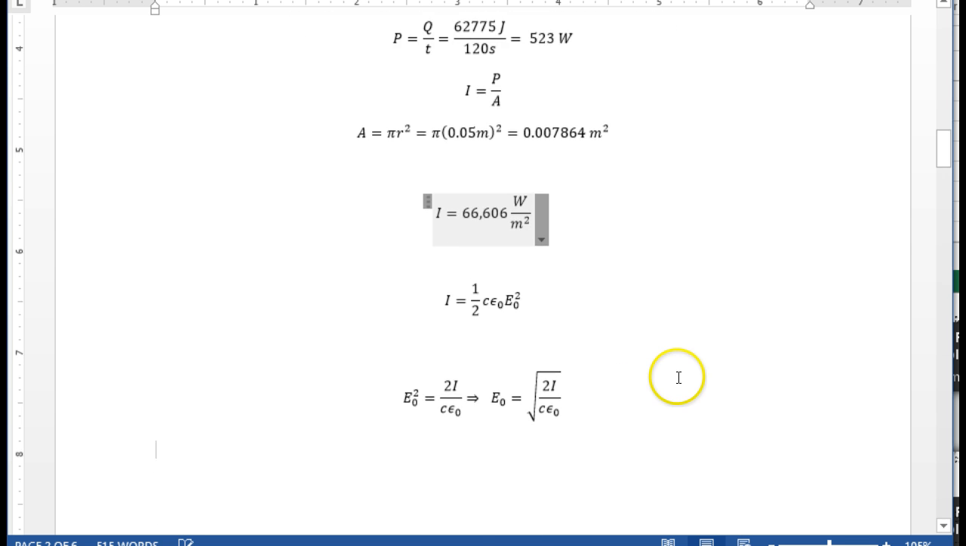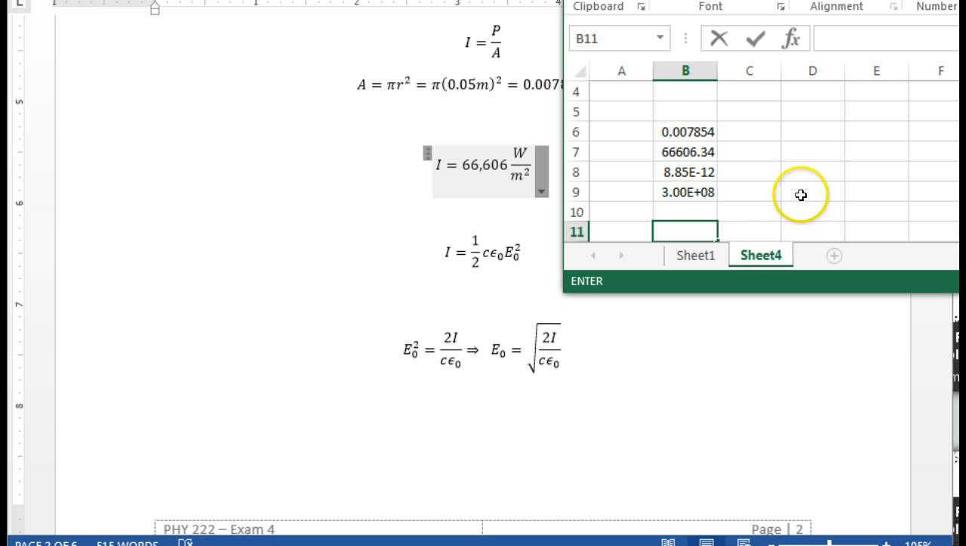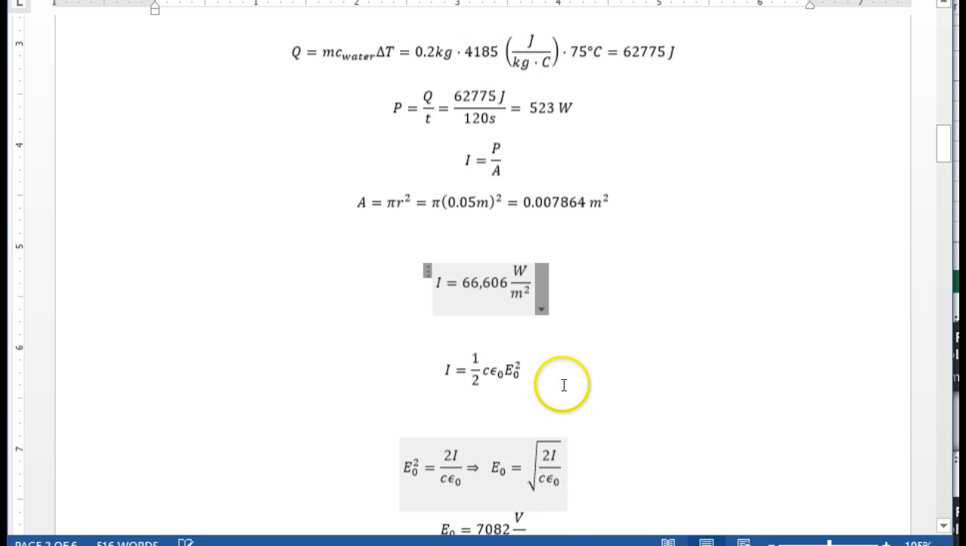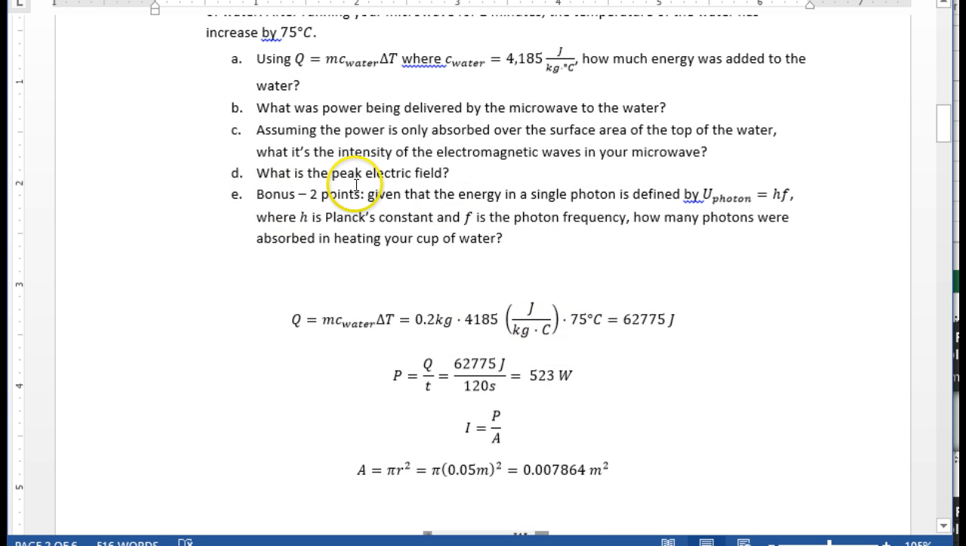2I over c epsilon naught. We have the intensity right here, I. We have epsilon naught. And we have speed c. Okay, so we want the electric field, which is going to be equal to the square root of 2 times the intensity divided by speed of light divided by epsilon naught. 7,081.78 or 7,082 volts per meter. Okay, that gives us the peak electric field.